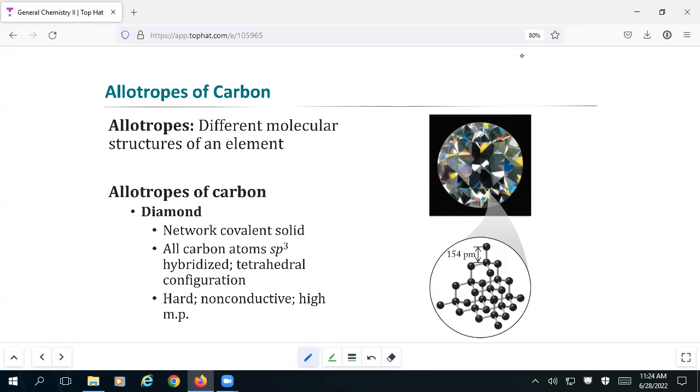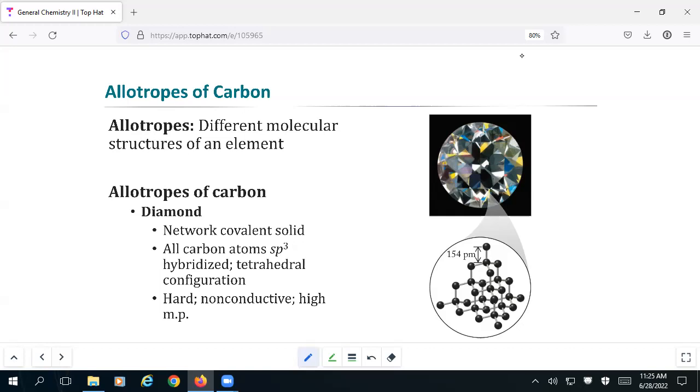So the most common form that we know of is diamond. Diamond is a common allotrope of carbon. In diamond, what we have is something called a network covalent solid. And network covalent solids are really common for some of those solid materials that are non-metallic. Basically, instead of thinking of these substances as individual atoms that are packed together like a metal, we need to think of them more like covalent compounds.